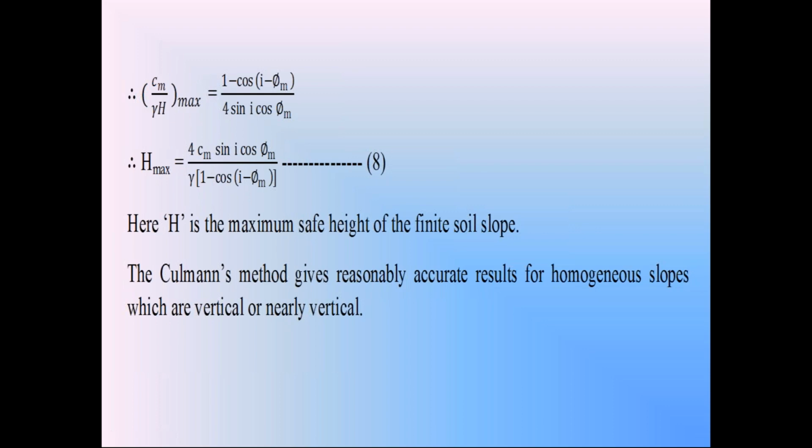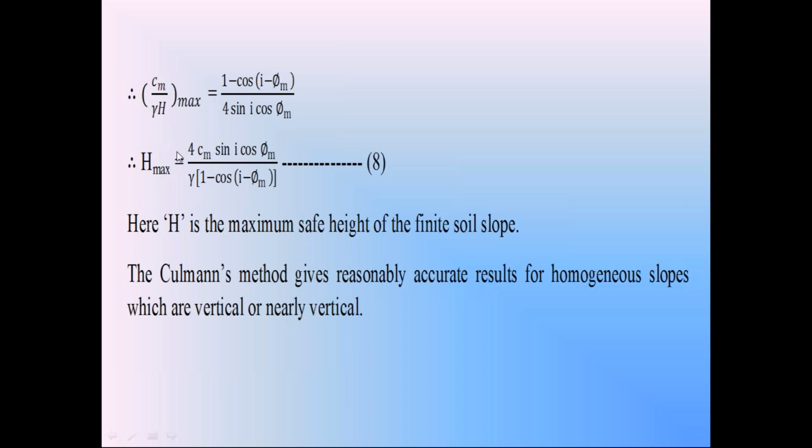By knowing all the values on the right hand side, the angle i is known. This is the angle made by the soil slope with the horizontal, which is known from the drawings, and phi m is known. The mobilized angle of shearing resistance phi m is equal to the natural angle phi divided by the factor of safety. Gamma is known from field observations, and Cm, the mobilized cohesion per unit length, is equal to the natural cohesion per unit length divided by the factor of safety. So by substituting those values in equation 8, we can calculate the maximum height of the side slope.